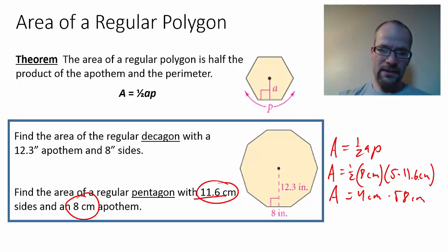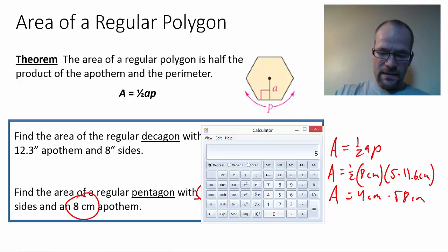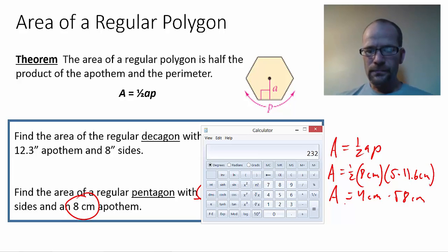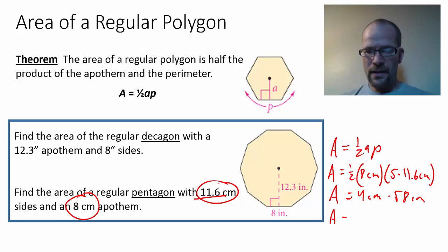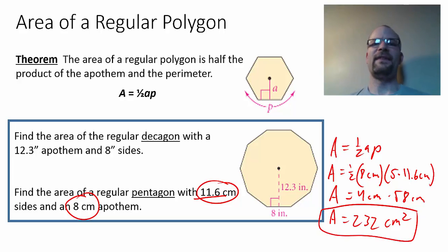Let's check that on a calculator. That's 5 times 11.6. 58 is the answer. Then we need to multiply that by 4 to get our final answer. 232. Our area is 232 centimeters squared. And that's how we find the answer.